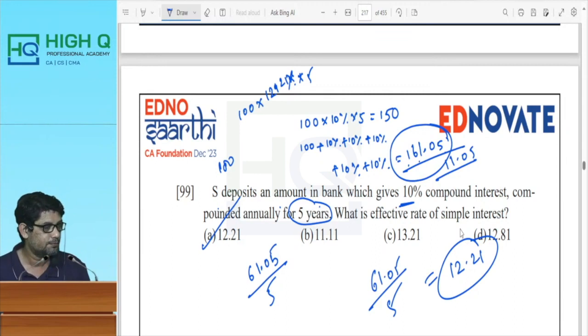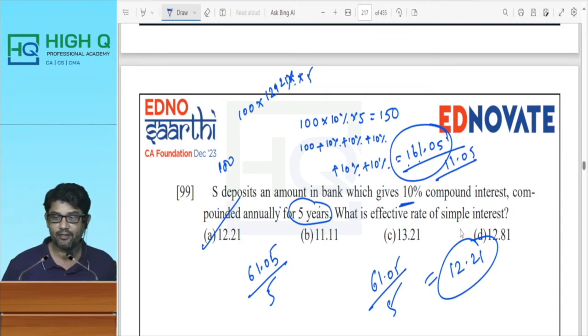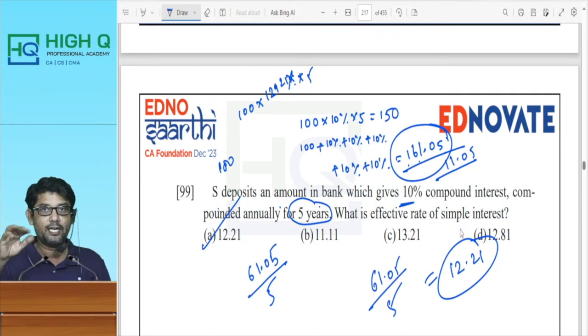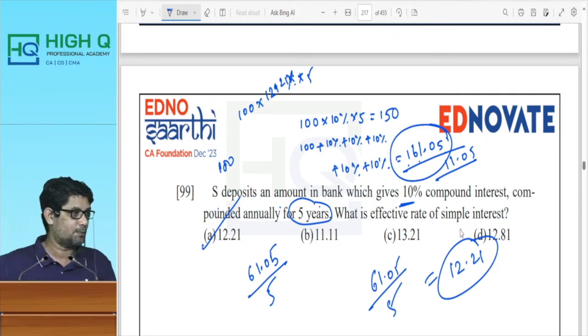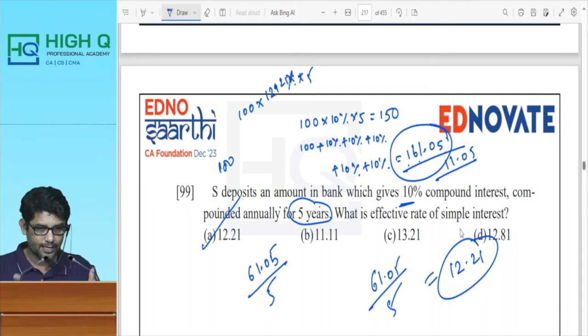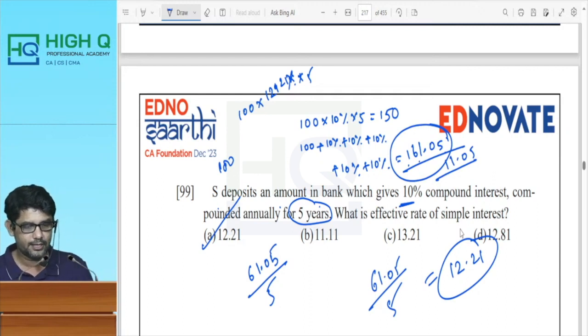What's your doubt? Yeah. Do it. Okay. So 61.05 divided by 5. See, total amount is 61.05. Divided by 5 means what? Each year has to get split, right? So that amount has to get split each year. So 12.21% is our right answer. Okay, my dear. Yes, Rajol. Yeah, correct.